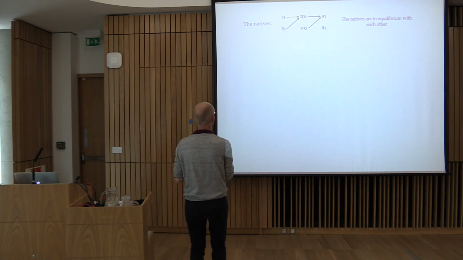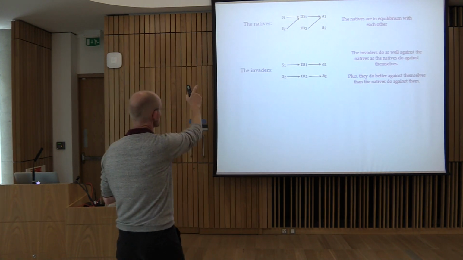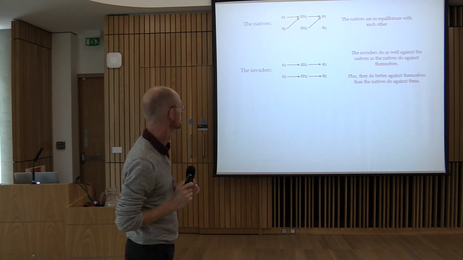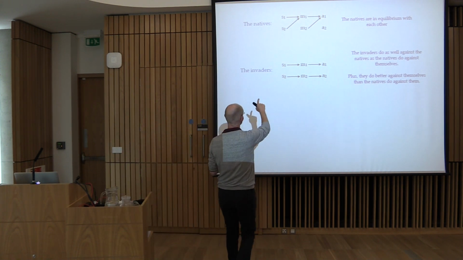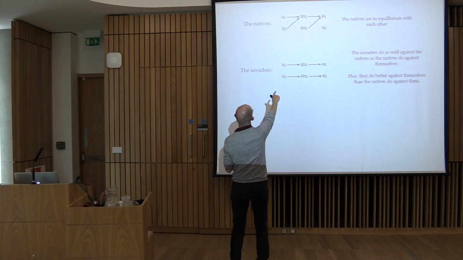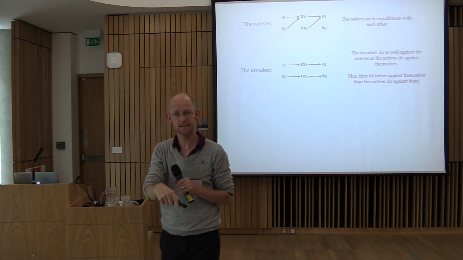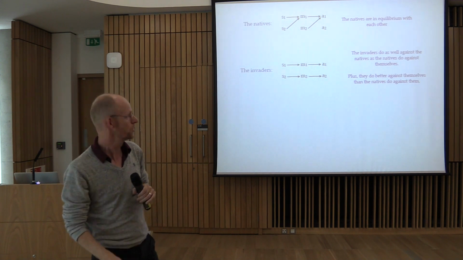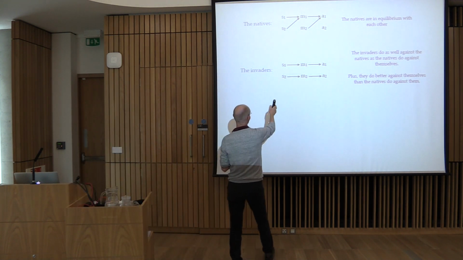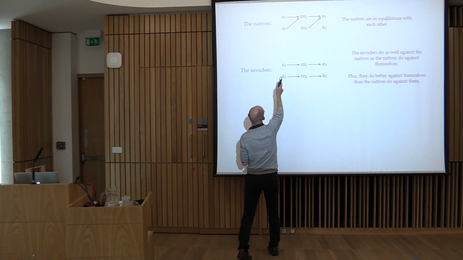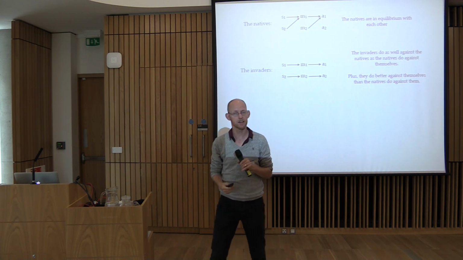Okay. So here's again the idea. This was the first strategy, right? Here we have an invader. Now the idea is that this invader does equally well against the native as the native does against itself. But if this strategy plays against itself, then it does better than the native does against the invader.